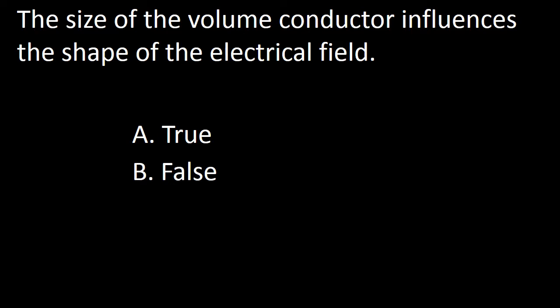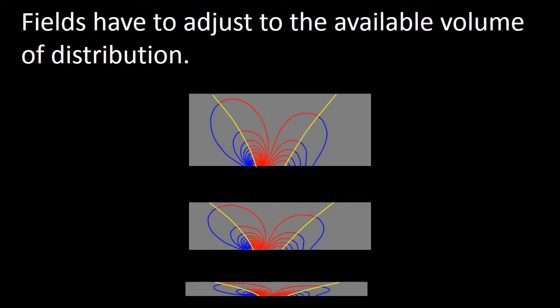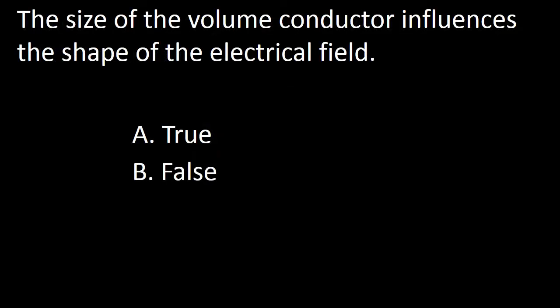Next question. The size of the volume conductor influences the shape of the electrical field. A, true, B, false. As you can see in this frame, the current lines corresponding to a field are inside the gray rectangle. The gray rectangle represents the different size of the volume conductors. As it is represented here, the electrical field has to adjust to the volume of the conductor. So the answer to this question is true.